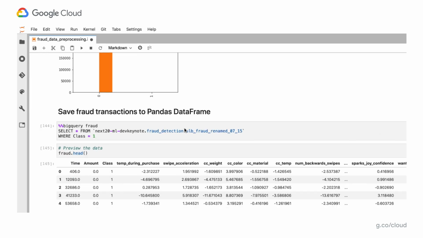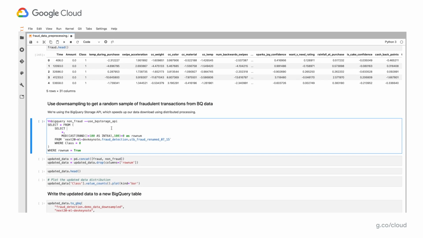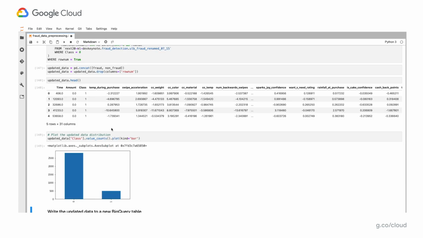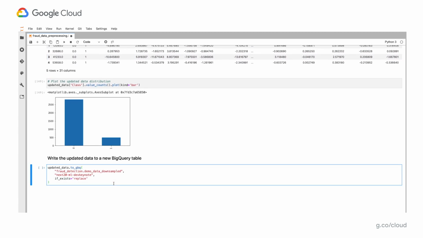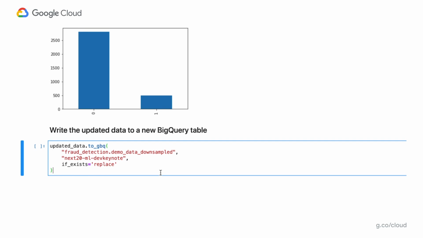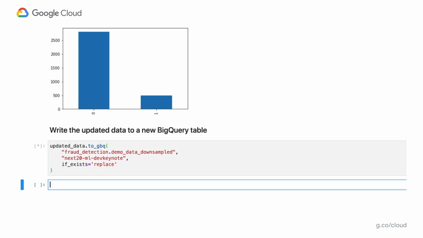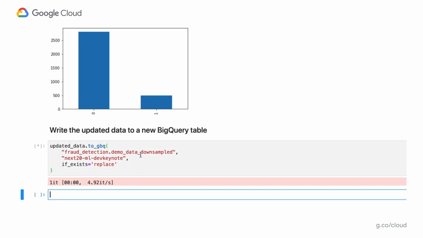To reduce the imbalance, I'm using a technique called downsampling to take all of the examples from our minority class, fraud, and a random sample of our majority class, while still maintaining a diverse sample of the non-fraud data. Next, I am saving the updated dataset to a new BigQuery table. This data is now ready to be sent to a model.